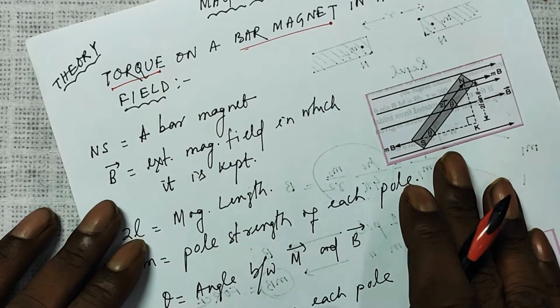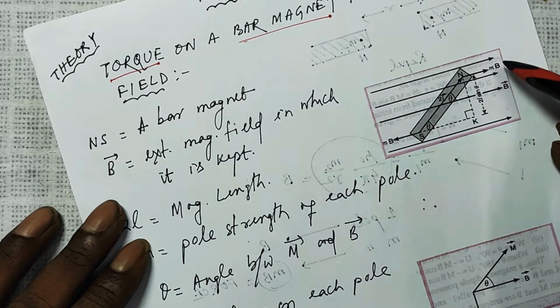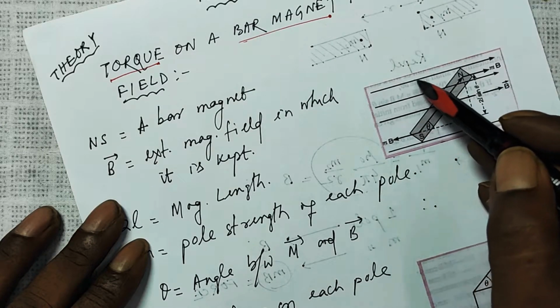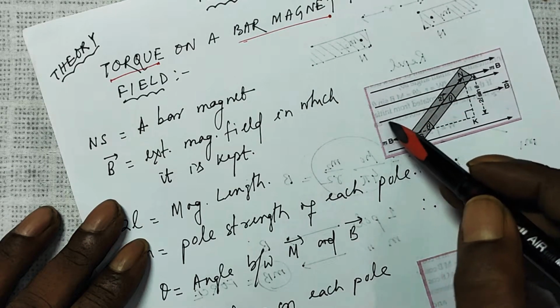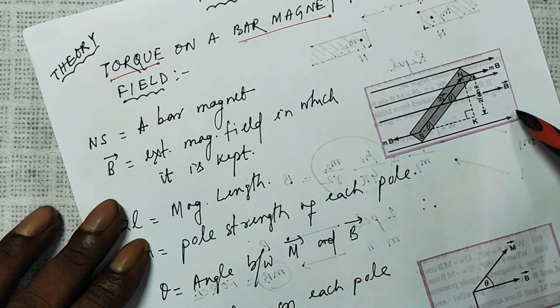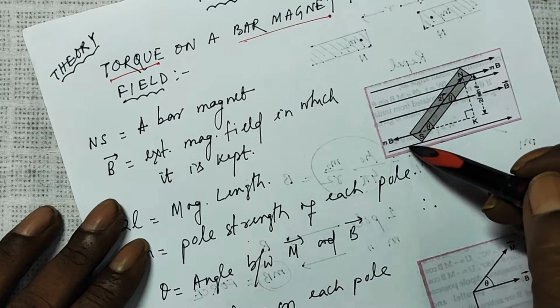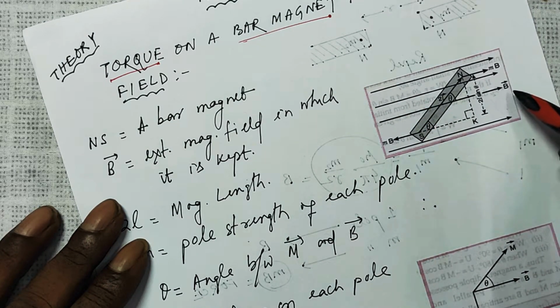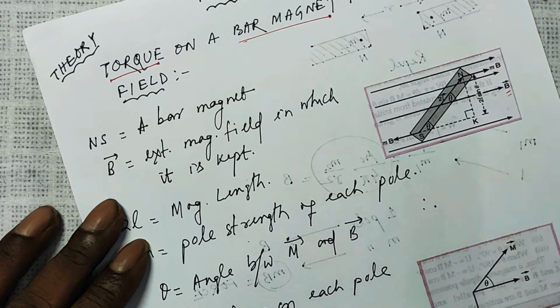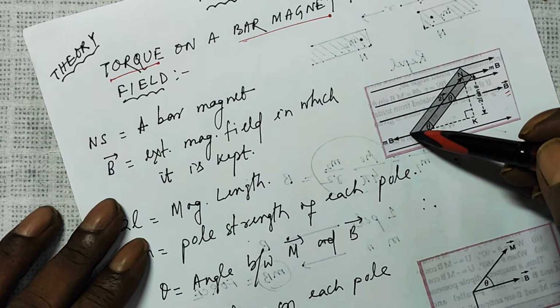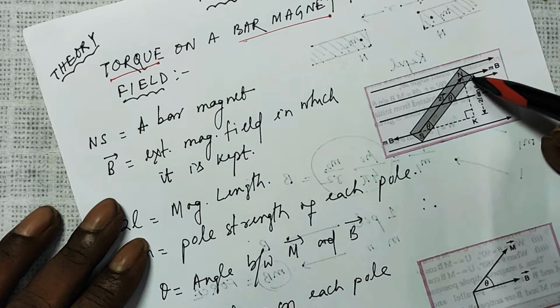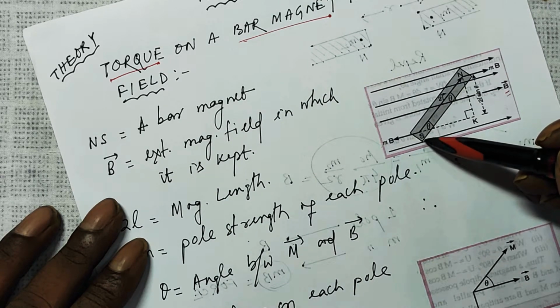Now look at the diagram. These black lines, these black arrows, which are parallel and the distance between them is constant, form an external magnetic field B. In that external magnetic field, this is a bar magnet. Look, this gray portion is a bar magnet.